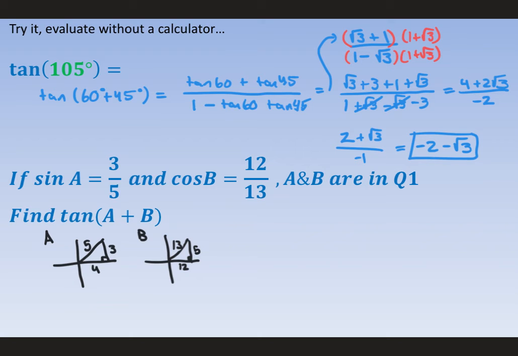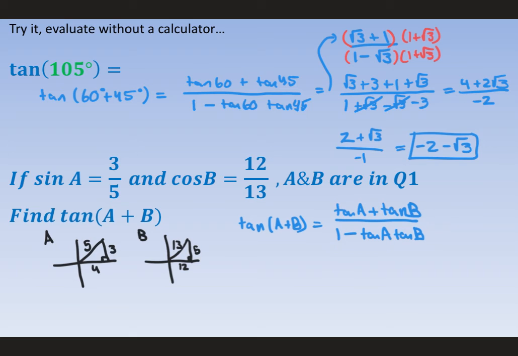Otherwise, these problems get a little messy, a little ugly. The one other thing I do just have to say is if it says A and B are in different quadrants, make sure you pay attention to negatives and stuff that'll happen in these other quadrants. All right, so it says find the tangent of A plus B. Well, tangent of A plus B becomes tangent of A plus tangent of B over 1 minus tangent of A times tangent of B.